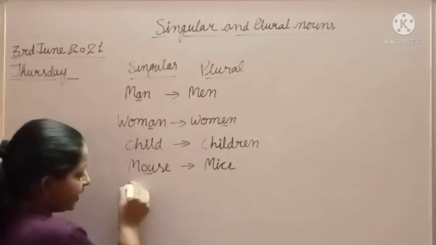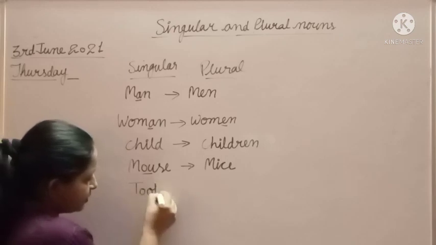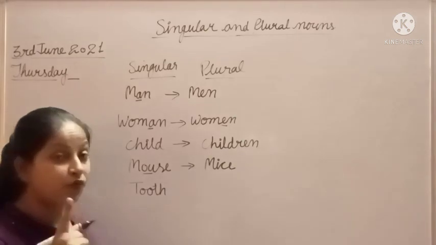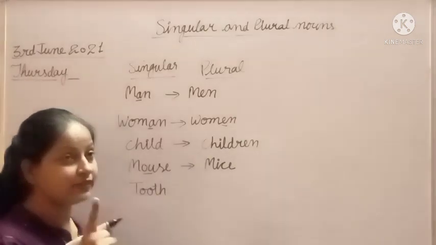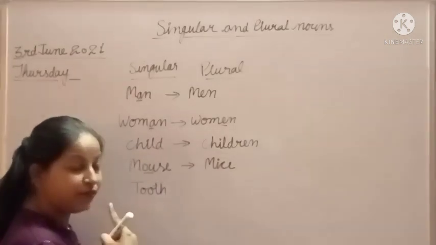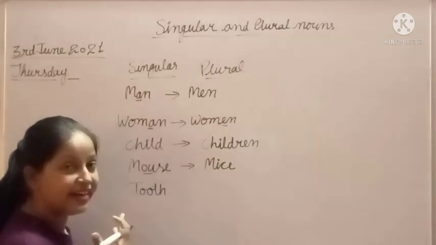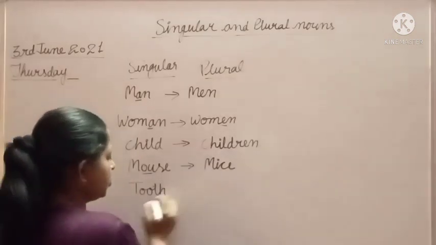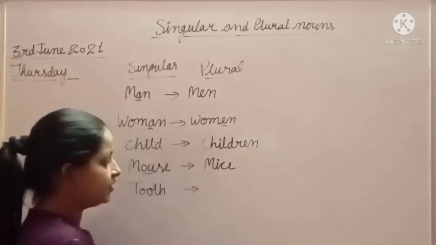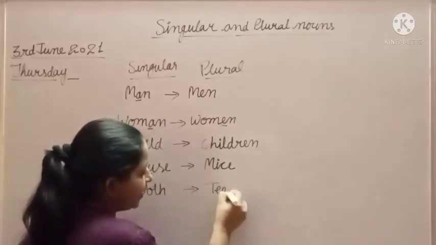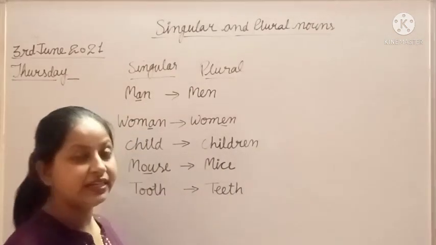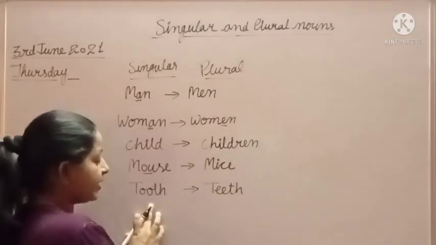As well as when we have tooth. What is the meaning of tooth? One tooth. Only one. We have teeth, na? We have many teeth in the mouth. Tooth means one, and teeth means many teeth. You all know we have many teeth in our mouth. We have 32 teeth in our mouth.